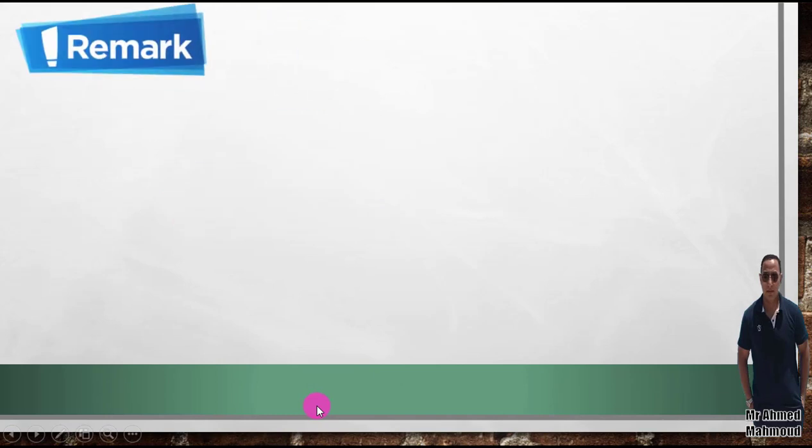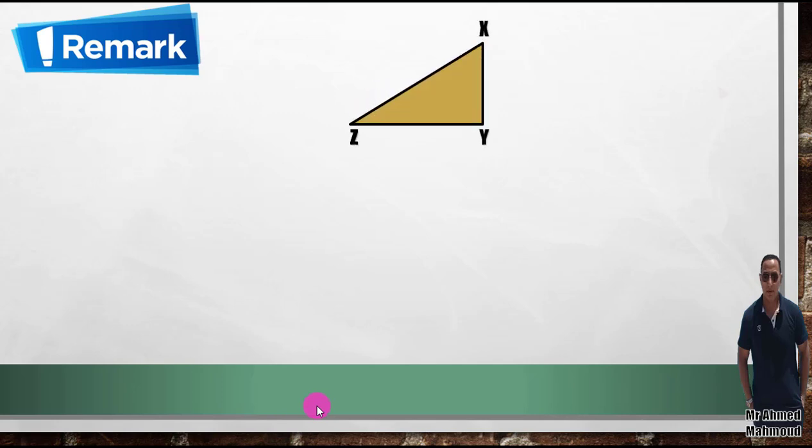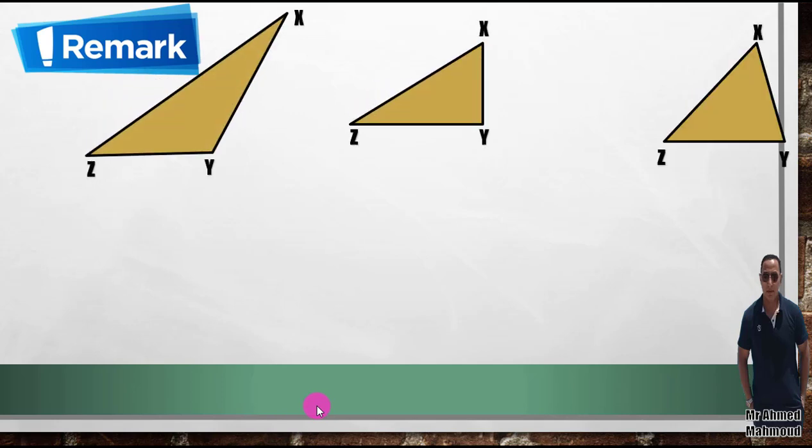Now let's study a final remark in this lesson. Let we have three triangles like this. And let also angle Y be the biggest angle in every triangle, XYZ, XYZ, XYZ. Okay, for example, if I gave you angle X and angle Z in each triangle, like this.